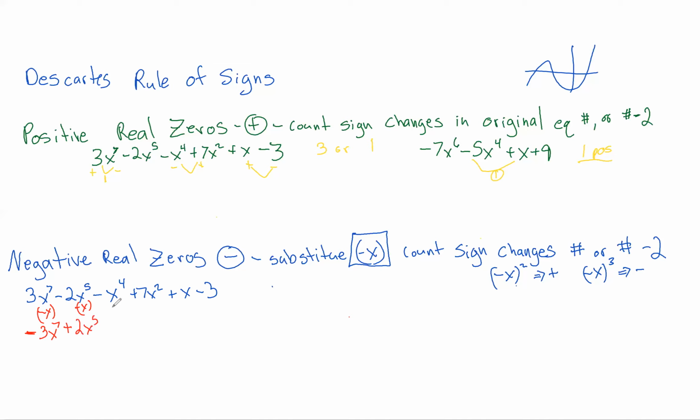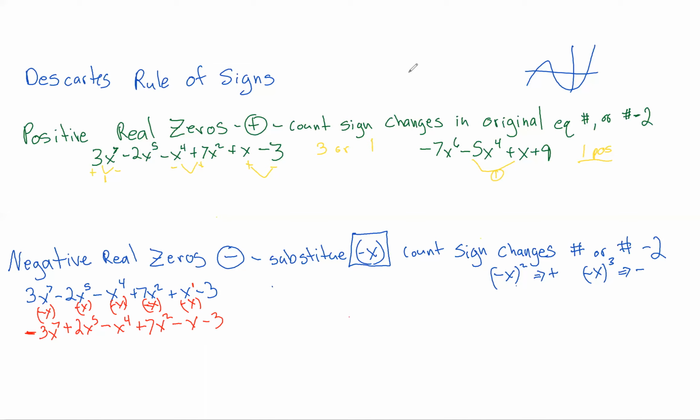Now if we put a negative x in here, because it's to an even power, the sign's going to stay the same. So it's going to be minus x to the 4th. The same thing with this. If we put in a negative x here, because it's to an even power, the sign doesn't change. So we're left with positive 7x squared. Now this is x to the 1st, so if we put negative x in there, we're going to have minus x, and then minus 3.